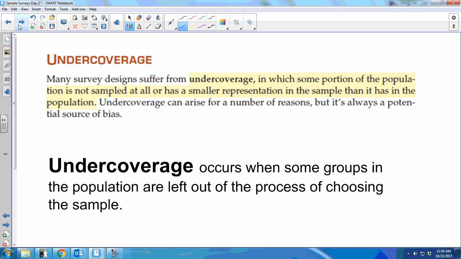Now, undercoverage. Our book has this top part. I think our book gives a terrible definition, so I use a different book. All right, so what I've typed up is what's good. Undercoverage occurs when some groups in the population are left out of the process of choosing the sample. I've got a perfect example for this.